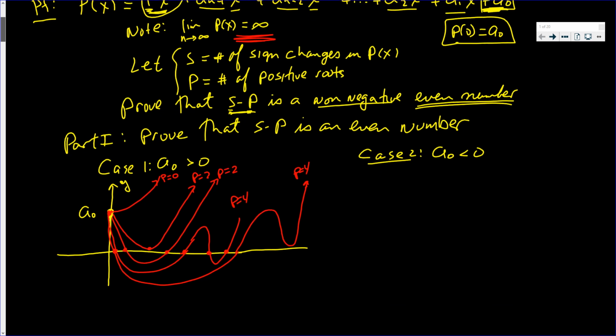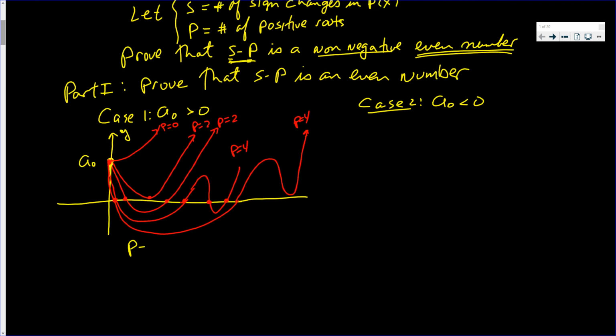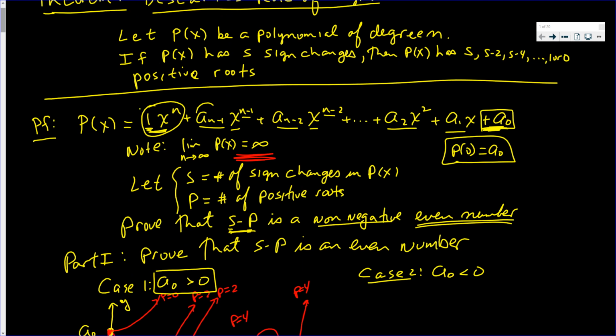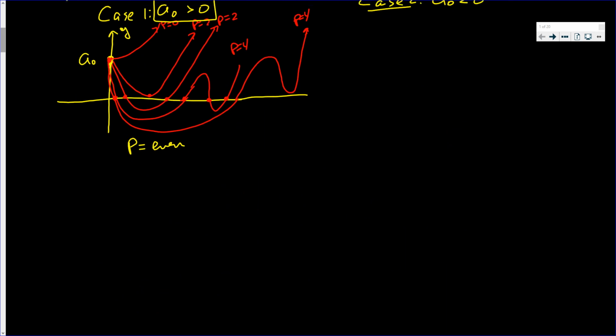So, what we have here is that P is even. Now, we're saying that a sub 0 is positive, and the first term, the leading coefficient, is 1, which is positive. So in terms of the sign changes, the first and the last have to be positive. Well, if they're all positive, then the sign change count is 0.